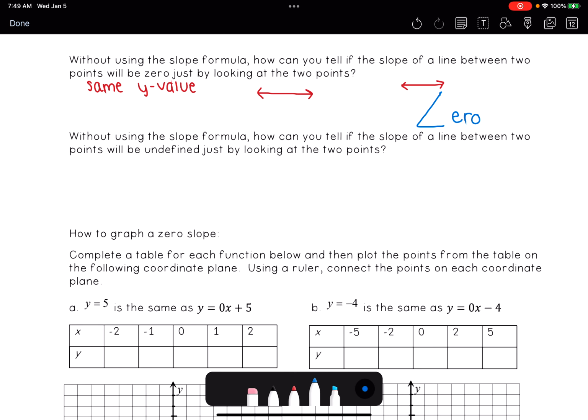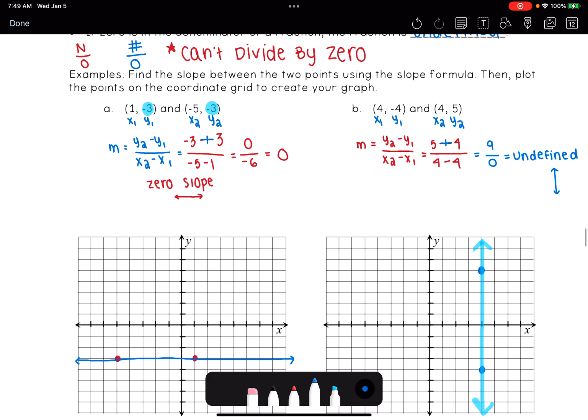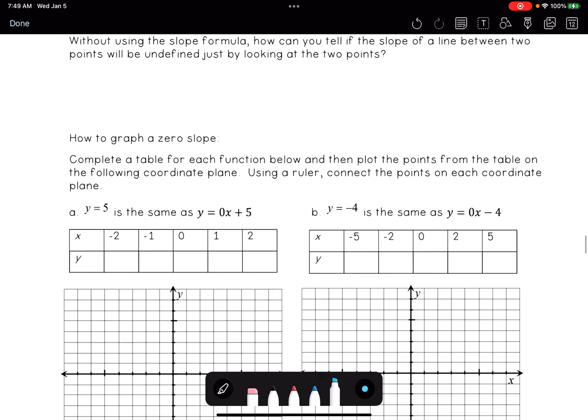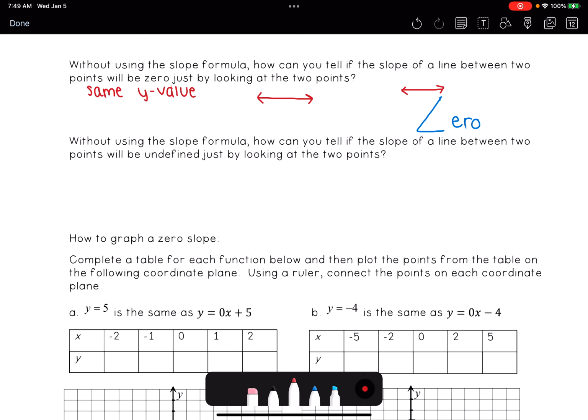Same for undefined, by looking at the 2 points. If we have the same x value, we're actually going to be undefined. So it looks straight up and down. And remember, we can do a U for undefined.